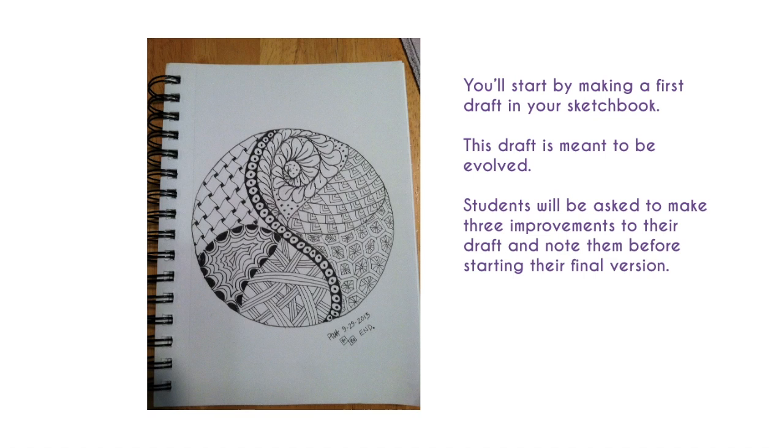So you're going to make a design in your sketchbook, and you'll have some time away from that when you're at home. And then you're going to actually make 3 improvements to it before you make your final draft. You're going to note what those improvements are on the page that you drew it on. That way we're all clear about what you think your improvements will be. You're allowed to make more than 3 changes. You can make as many changes as you want, but there should be at least 3 improvements to your design. And that's our Zentangle project.